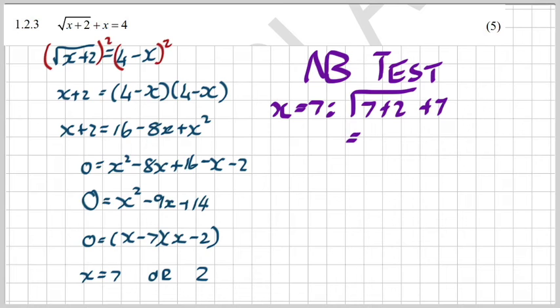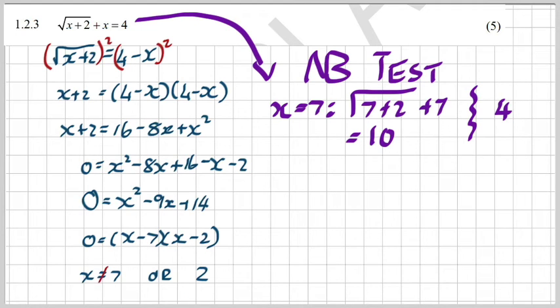So if I substitute 7 into the original expression, please get this, you need to use the original expression, not one where you squared both sides or isolated, the original expression. I get 10 on the left-hand side, but on the right-hand side, I've got 4. So is 7 a solution to this equation? And the answer is no, it isn't, because the left-hand side gives me 10, the right-hand side gives me 4. So x cannot be 7.